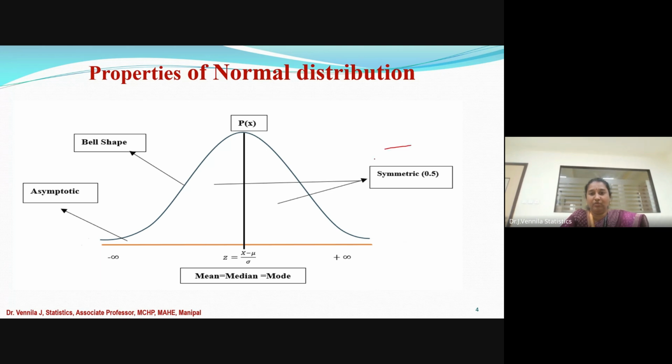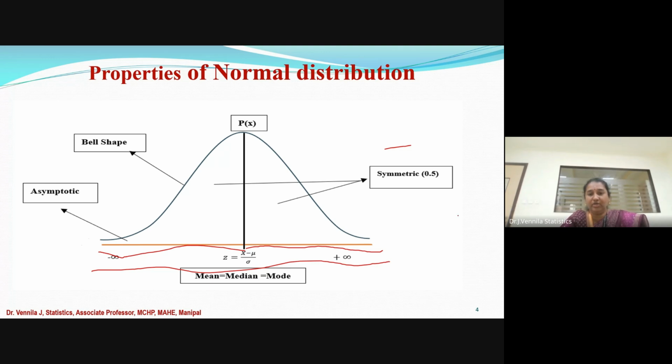And the second one, see this 0 to infinity and 0 to minus infinity. So the range of normal distribution is minus infinity to plus infinity. That is the second property.